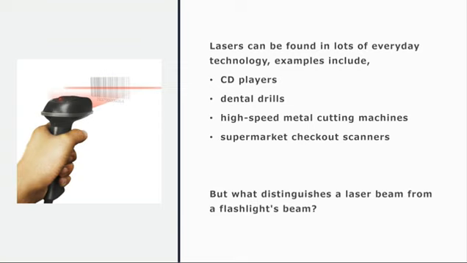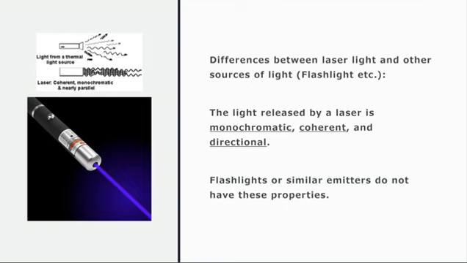But what distinguishes a laser beam from, say, the beam of a flashlight or even a light bulb? The main difference is that lasers possess three specific characteristics: laser light is monochromatic, coherent and directional. As you can see, the difference between the thermal light source in the diagram on the left and the laser light on the bottom left. So what do these words even mean?